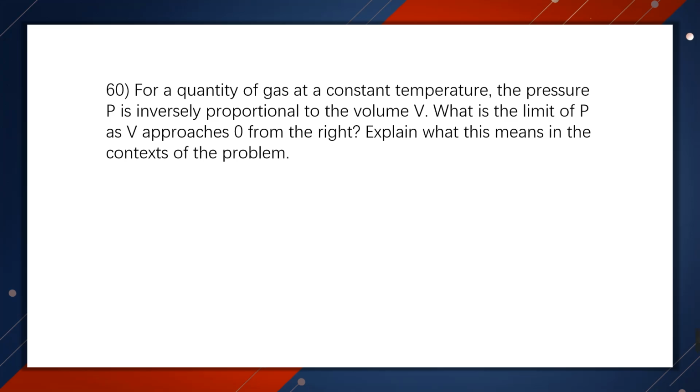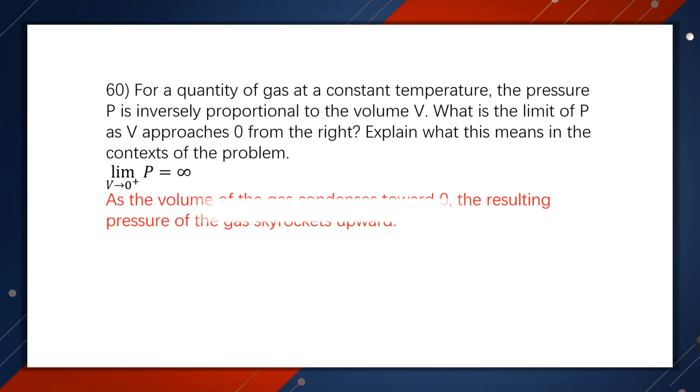Then, for a quantity of gas at a constant temperature, the pressure P is inversely proportional to the volume V. What is the limit of P as V approaches 0 from the right? Explain what this means in the context of the problem. Firstly, we know the limit of P when V approaches 0 from the right side equals positive infinity. So as the volume of the gas condenses toward 0, the resulting pressure of the gas skyrockets upward.